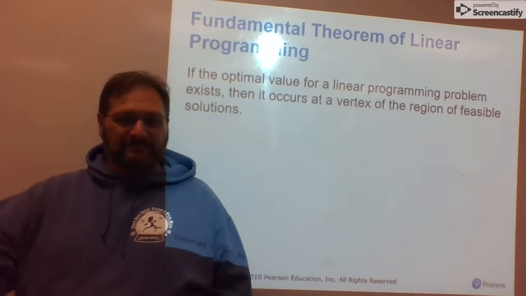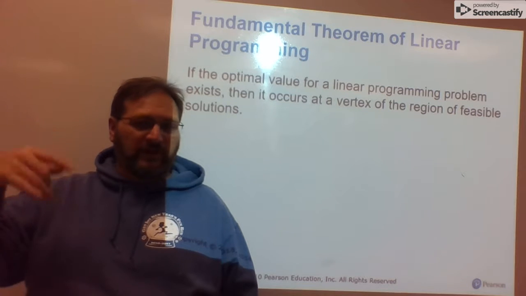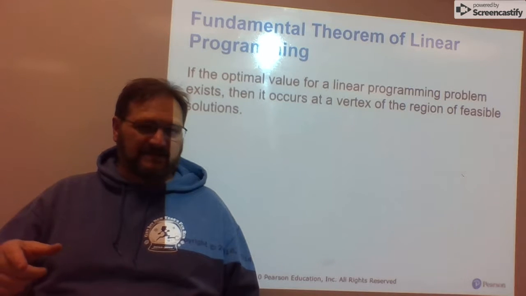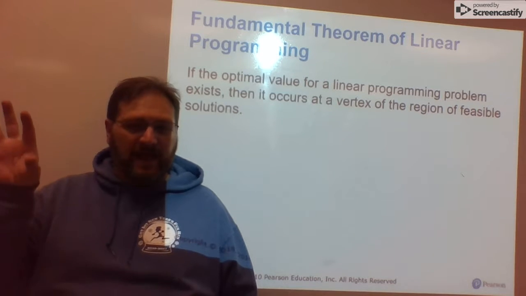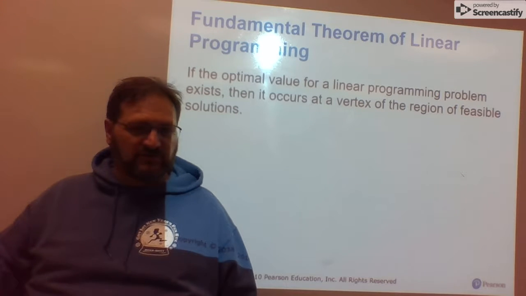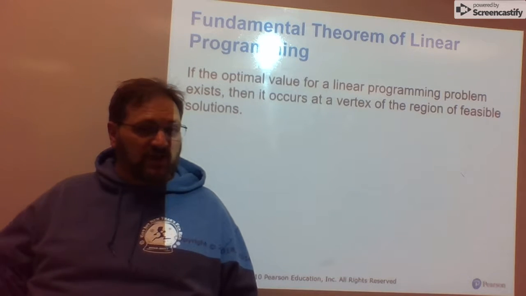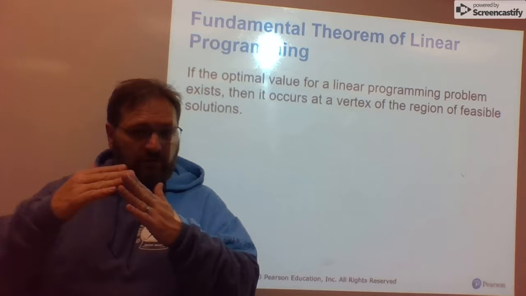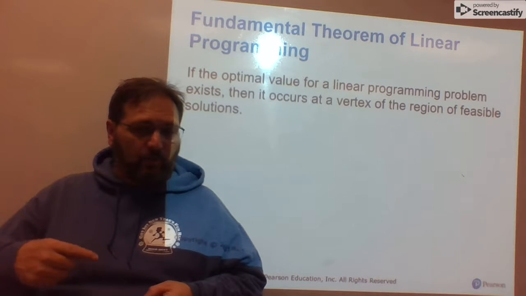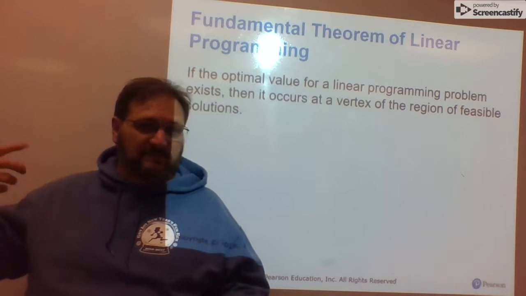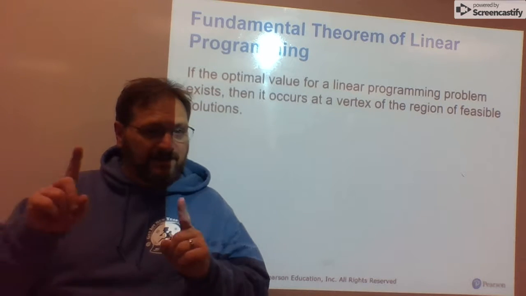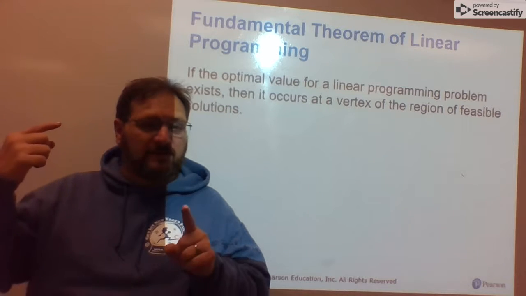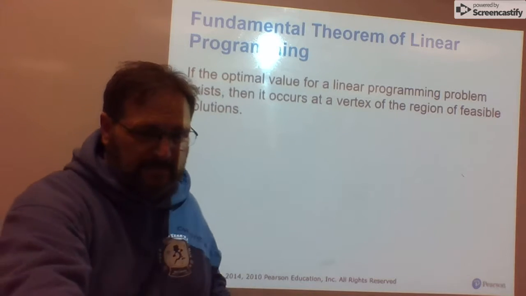All right, here we are again. The fundamental theorem of linear programming says this: your optimal value is always going to exist at a vertex of your shaded region. So when we graph our shaded regions, we're going to look for all the corners, and those are going to be the points that we test to maximize or minimize whatever it is that we're maximizing or minimizing. So let me pause this once again to set up the example.